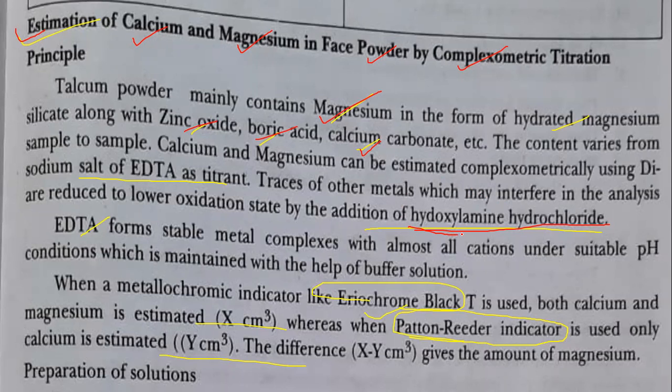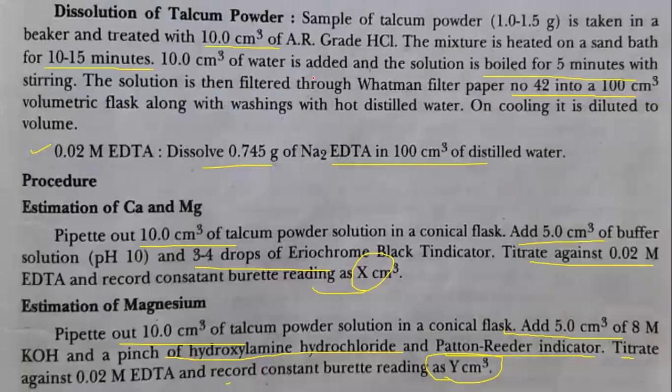So a metallochromic indicator like eriochrome black T indicator is used for the detection of calcium, okay, and patton reeder indicator is used for the detection of magnesium. Here the calcium reading will be noted as X ml, the magnesium reading will be noted as Y ml, and the difference between the two will give the amount of magnesium from the talcum powder.